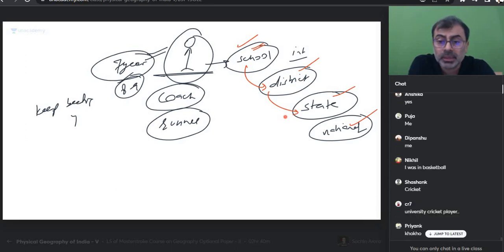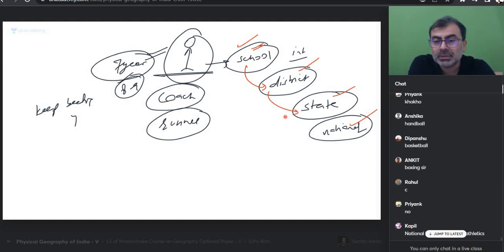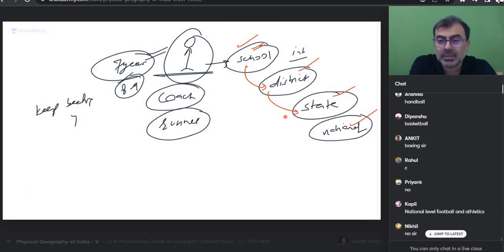Basketball. Cricket player, sir. Kho player. Handball. Basketball. Okay. Any national champion here? Anyone who's a national champion in this class? Wow, Kapil is national level football and athletics. Great, Kapil. Anyone else? National champion? No sir, I want to keep it secret. Alright, let us be inspired.